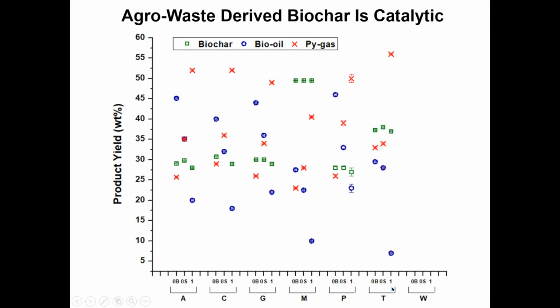And here, we can reduce it to almost 5. This is a very special agricultural waste. And at the same time, we can increase the pyrolysis gas to over 55%. And for the last agricultural waste, W, we can also reduce the bio-oil yield and increase the gas yield. So for almost all the agricultural wastes we used, the derived biochar is catalytic.